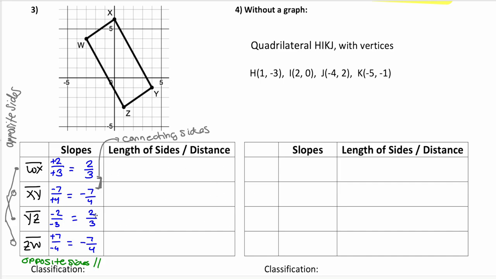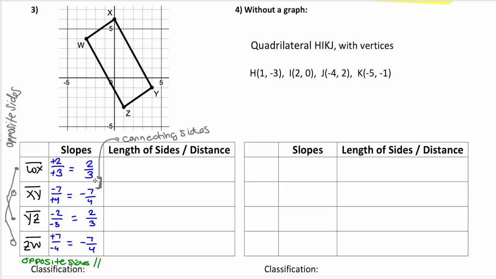But we also want to look at a rectangle and a square have to have right angles. So we still want to look at our slopes. Do we have any perpendicular? Those come from our connecting sides. So 2 over 3 and negative 7 over 4 are opposites, but they are not reciprocals. Therefore, these are not perpendicular. Since they are not perpendicular, we do not have right angles. That eliminates rectangle and square. So the only 2 options we have left are parallelogram and rhombus.